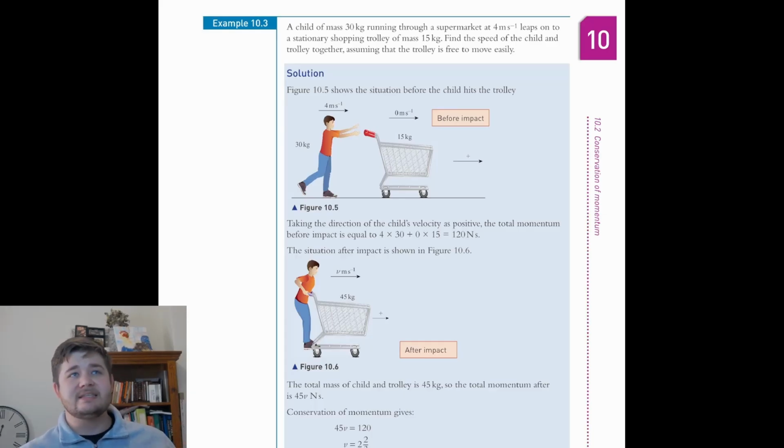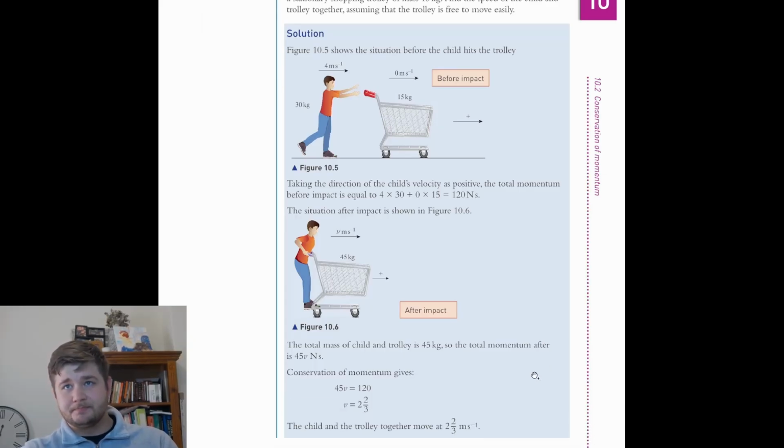Nothing funny to it, except that now we have one object stationary before the collision, and they are traveling together after the collision. So if we take the direction of the child's velocity as positive, his total momentum is going to be his mass, 30 kilograms multiplied by 4, plus the product of the trolley's mass and its velocity, which in this case simplifies to 0. And we find that the total momentum before collision is 120 Newton seconds.